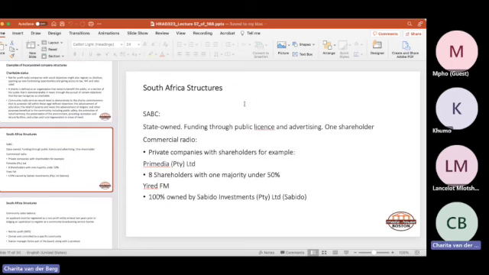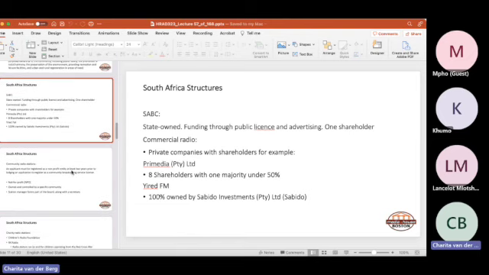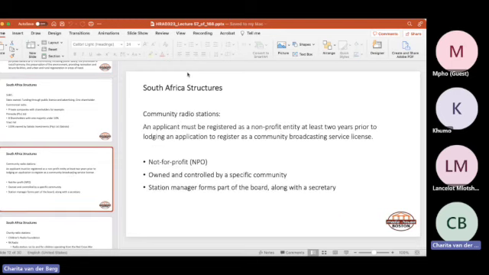If we look at South Africa's structures, the SABC is state-owned, right? We all know this. Funded through the public license fees and advertising. They only have one shareholder with one signature. Commercial radio stations are normally private companies with shareholders. For example, Prime Media is a Pty Limited with 8 shareholders with one majority under 50%. Wired FM is 100% owned by Sabido Investments, also Pty Limited. So this is normally how the commercial radio stations are set up, as Pty Limited with shareholders.